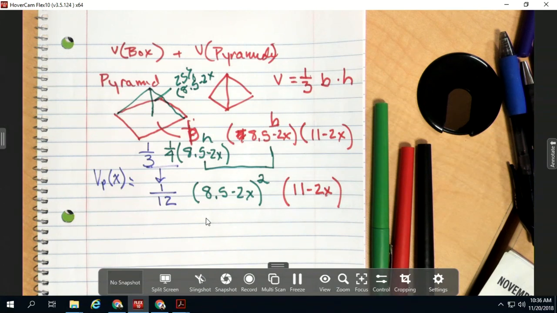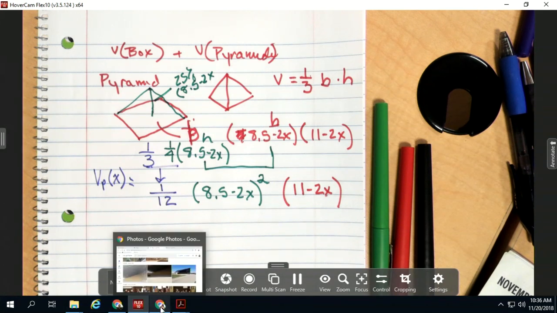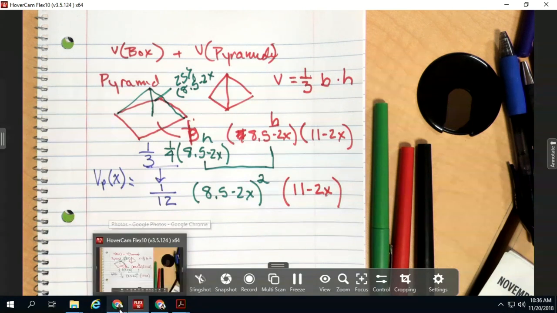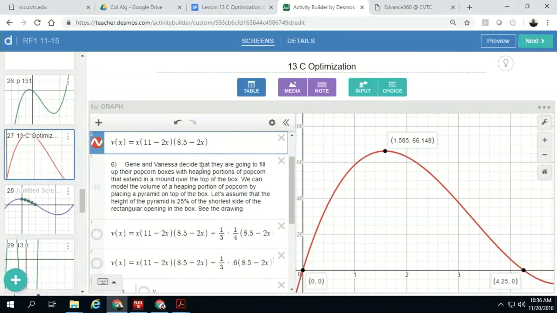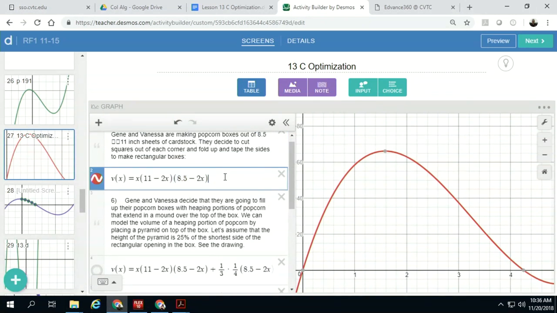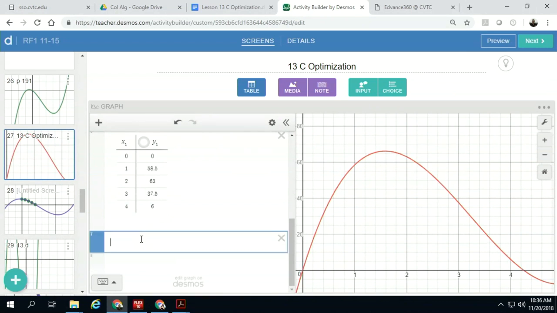Oh, alright. Okay? So let's go to our Desmos again. And so we've got our volume here, which is going to stay, right? And then let's call it P of X for pyramid. So we're going to take that and add to it, right? Because it's the volume of the box plus the volume of the pyramid. So let's get the formula for the volume of the pyramid.